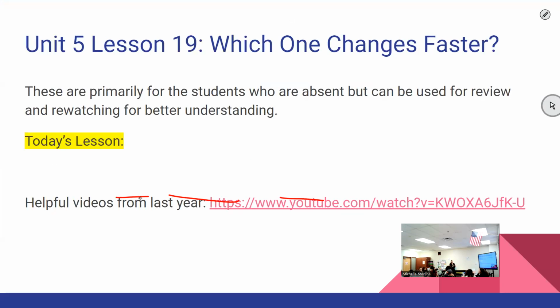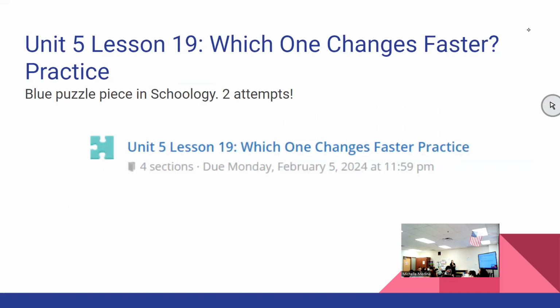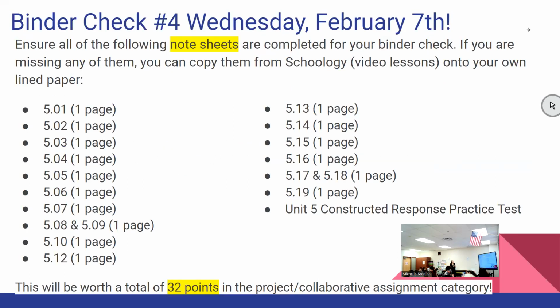I record all the time, like I'm recording right now, so it's always in the slides in case you're ever absent or want to work ahead. Puzzle piece is lesson 19. And I know I was kind of wishy-washy of when exactly the test would be. I've decided to keep the original timeline that I had to kind of space it out a little bit. So tomorrow will be the last lesson of Unit 5.